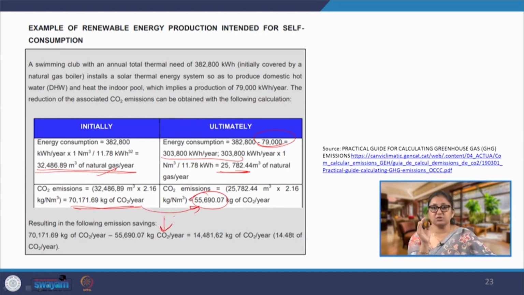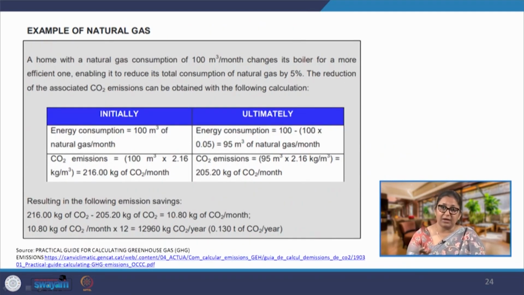So, these are simple activities. For a bigger project we must divide it into smaller activities and calculate it like that. This is another one, where a home has changed its natural gas based boiler to a newer, more efficient one that reduces the consumption by 5%. How much is the reduction in the carbon dioxide emissions from this change, and hence the reduction in GHG emissions? Similarly, we can look at specific activities within a larger project and calculate the overall GHG emission reduction.